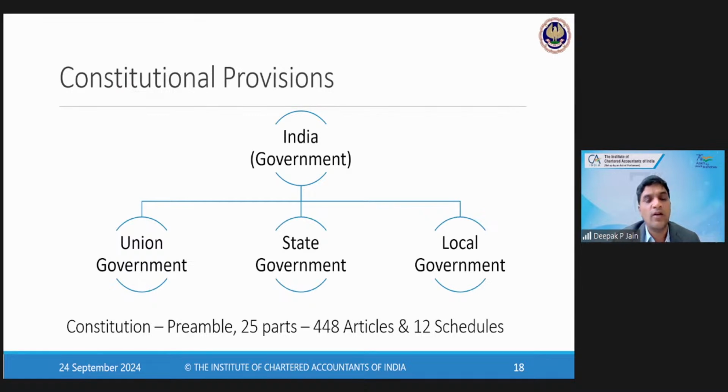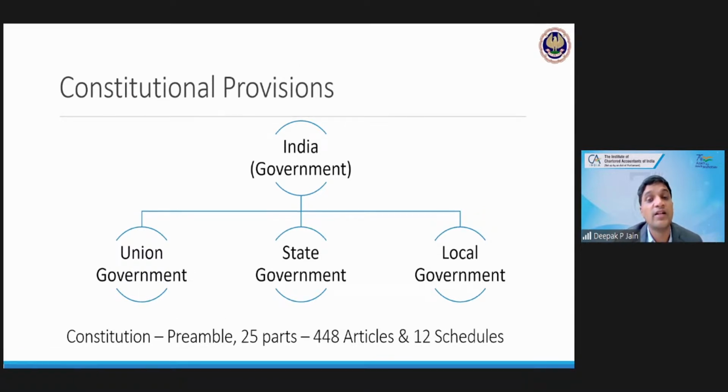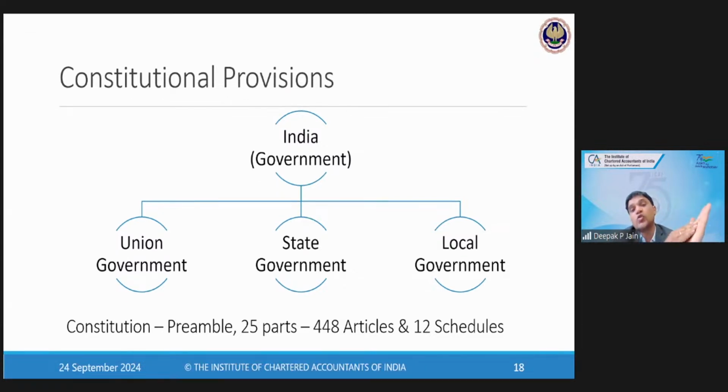Okay. Now let's get into the constitutional provisions. We'll understand the constitutional provisions, and why, having understood the scope of GST, it took so much time. Firstly, they wanted power. Any law cannot be there in India without flowing from the constitution. So the constitution gives powers to the central government, the state government, and the local government. So the government gets the power.